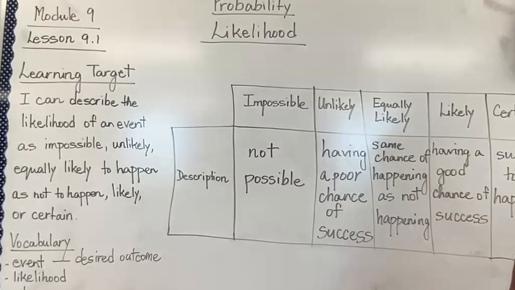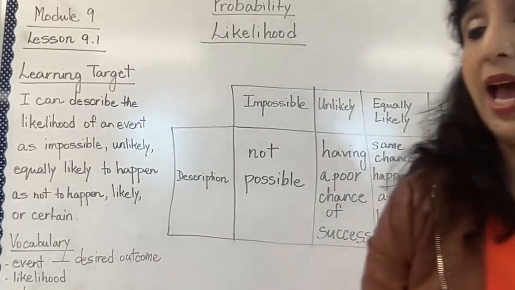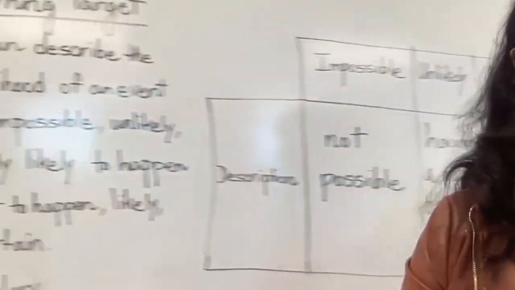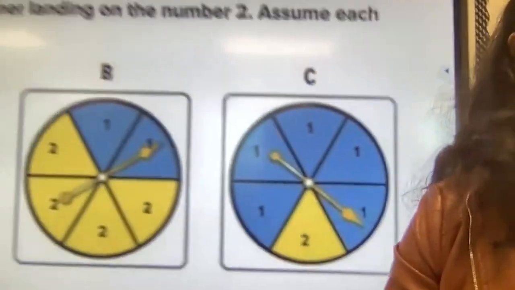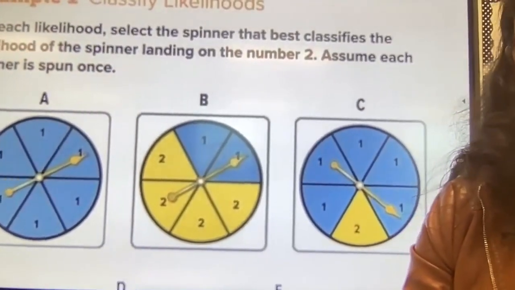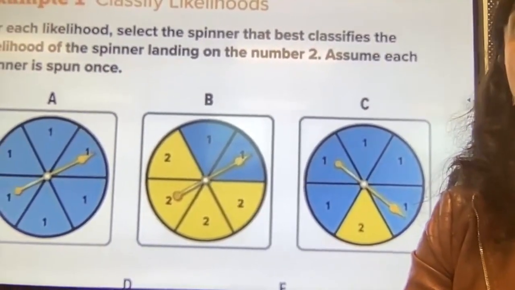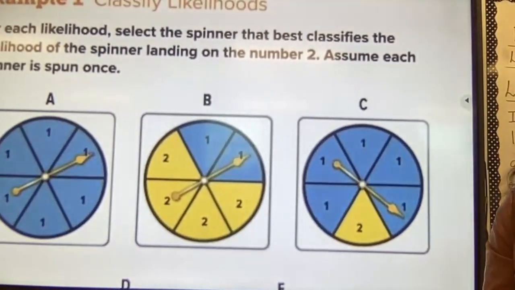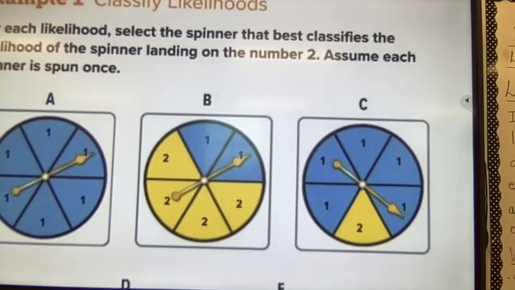I'm going to move you to my smart board where I'm going to have certain examples, and then let's see what the chances of it happening are. Look at these. The first example says, for each likelihood, select the spinner that best classifies the likelihood of the spinner landing on the number 2. Assume each spinner is spun once. So, the likelihood of it landing on 2.